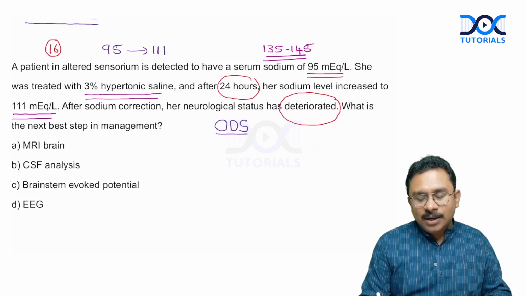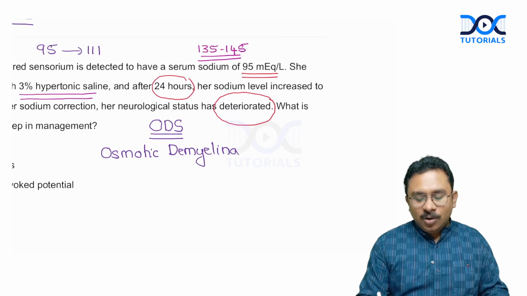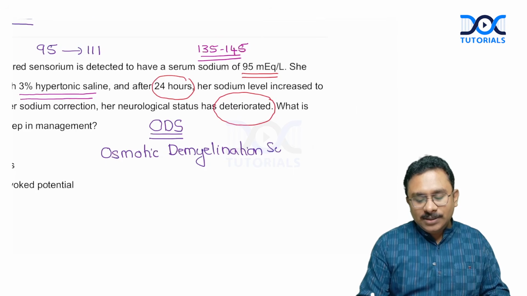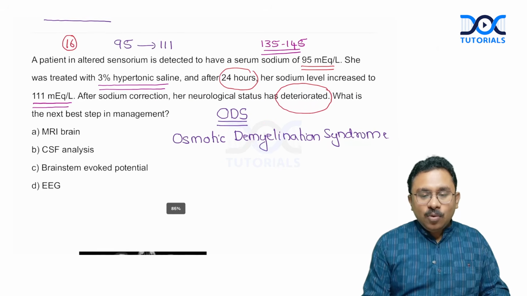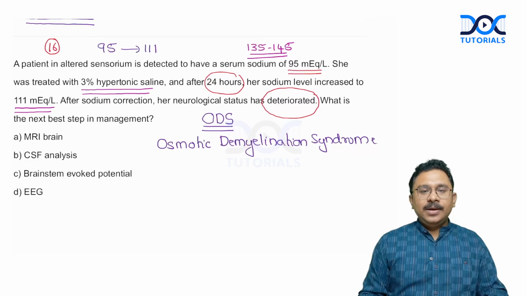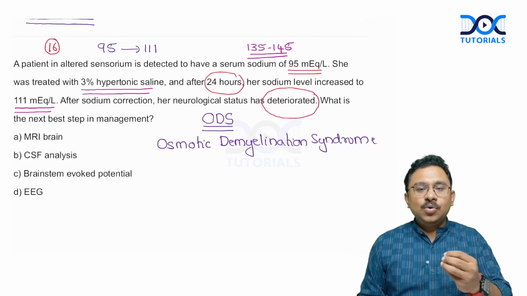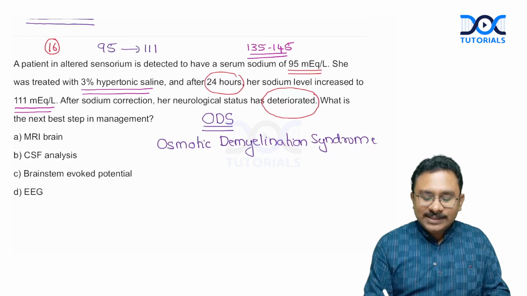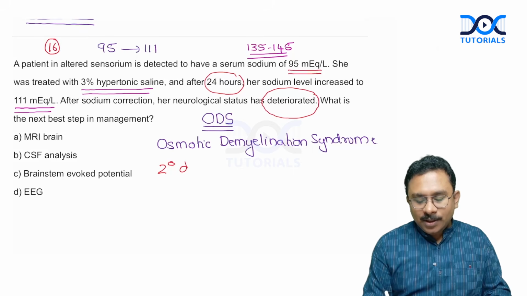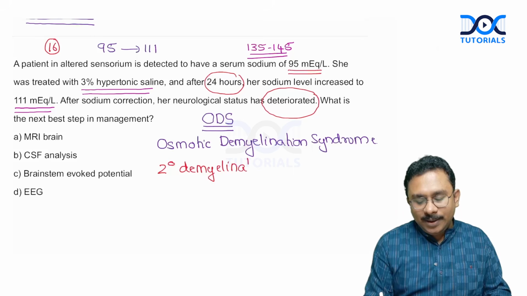What is ODS? ODS is osmotic demyelination syndrome. Osmotic, as the term suggests, due to a sudden disturbance in the osmotic balance. Osmotic demyelination syndrome is abbreviated as ODS. Now, when ODS happens, what is the problem? This can result in damage to myelin. So there can be secondary demyelination. Osmotic demyelination can happen. This is a secondary demyelination.